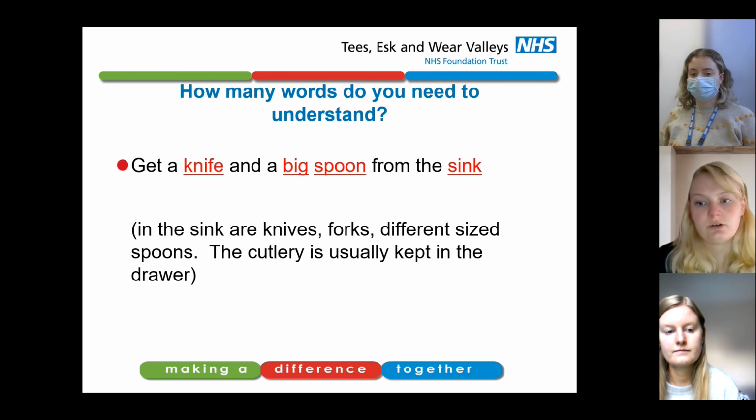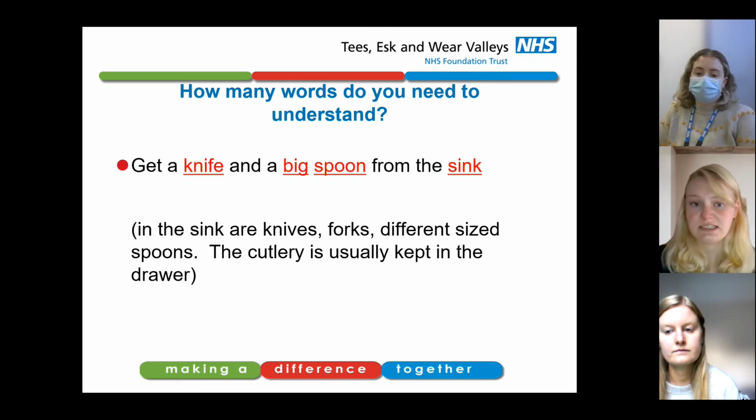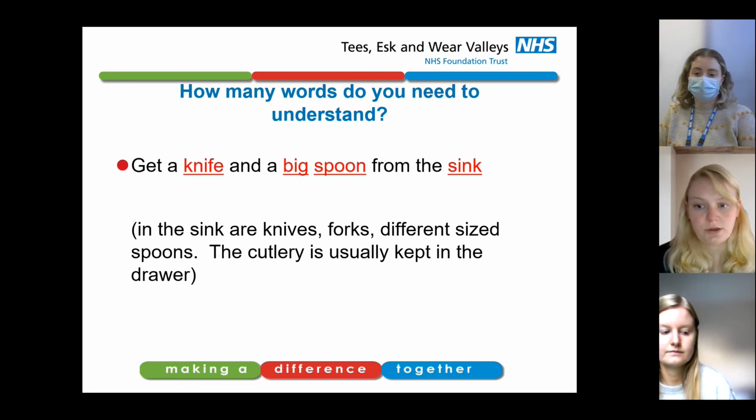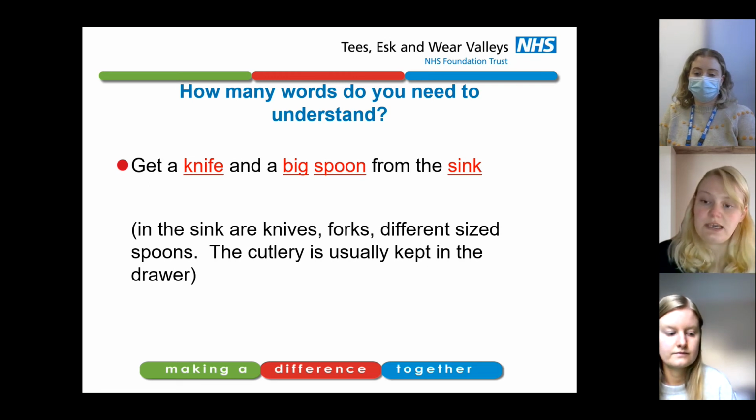There's loads of different cutlery in the sink. So we need to understand the knife and the spoon. We need to leave out those forks. So we need to understand the cutlery words. And big, the size. We need to understand big, or else if we didn't understand it, we might get a little teaspoon. That's not what we've been asked. So actually, this example is very different to the first one. We need to understand the actual words in order to carry it out.